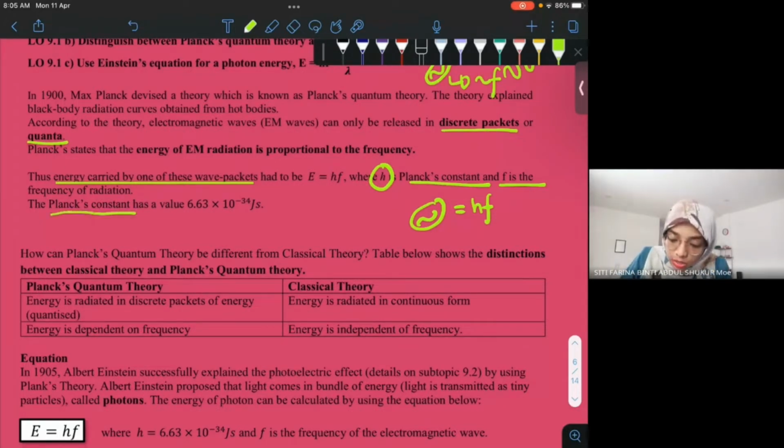The Planck's constant, h kita tadi tu, has a value of 6.63 times 10 to the power negative 34 joule second. Okay, so the Planck here has a unit of joule second, and then frequency kita tahu hertz ataupun s negative 1, therefore energy kita dalam unit joule lah.